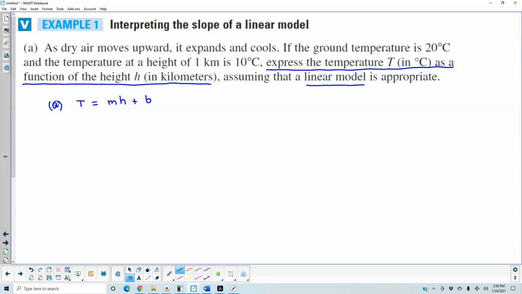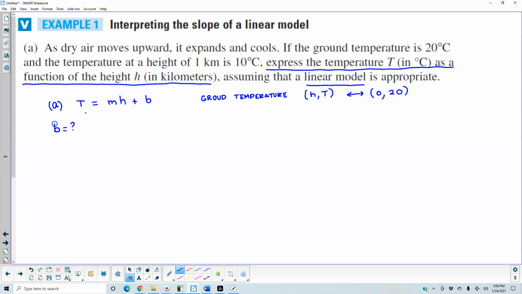Now, the first thing we need to look at is the ground temperature. So what does it tell us about the ground temperature? Well, the ground temperature tells us that we have our height and temperature in terms of our ordered pair, and the height of the ground is going to be 0 when the temperature is 20 degrees. So we can figure out what the y-intercept is according to that ordered pair.